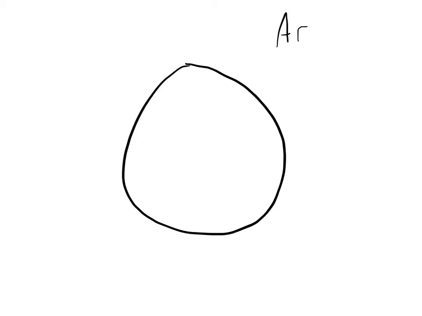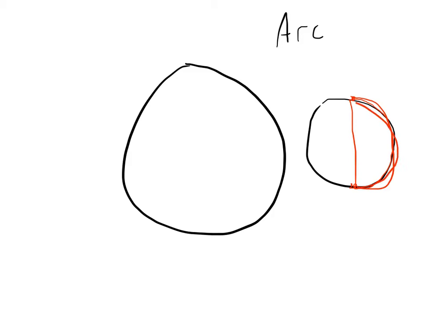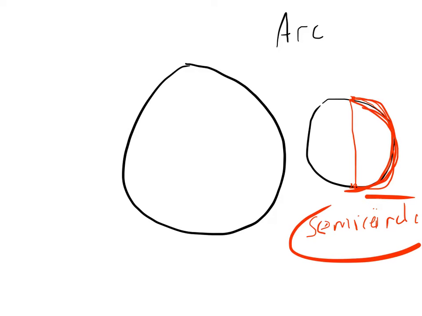Alright, we want to talk about an arc. And actually I'm going to pull in another circle over here. When an arc includes half of the circle, so this part over here, we call that a semicircle. Okay. Because it is exactly half, so I can't say it's more or less than half.